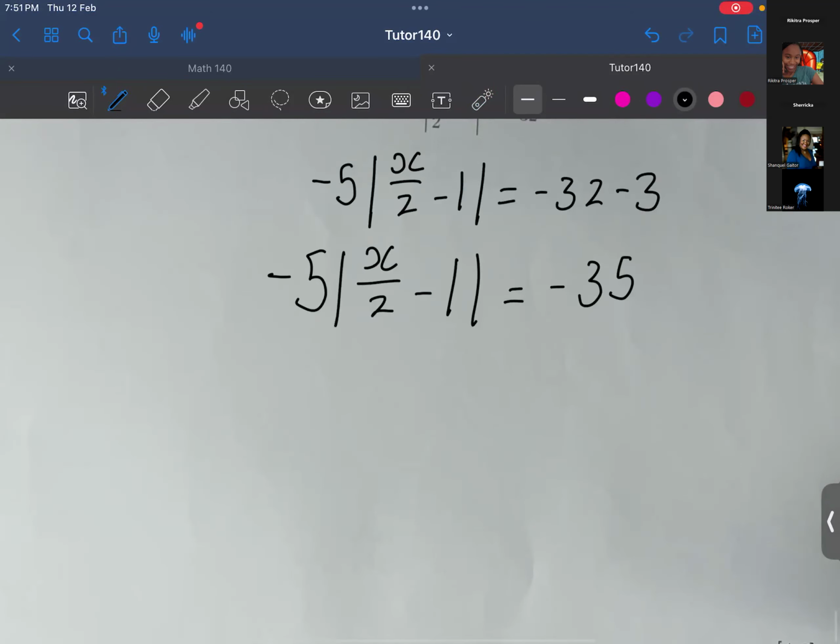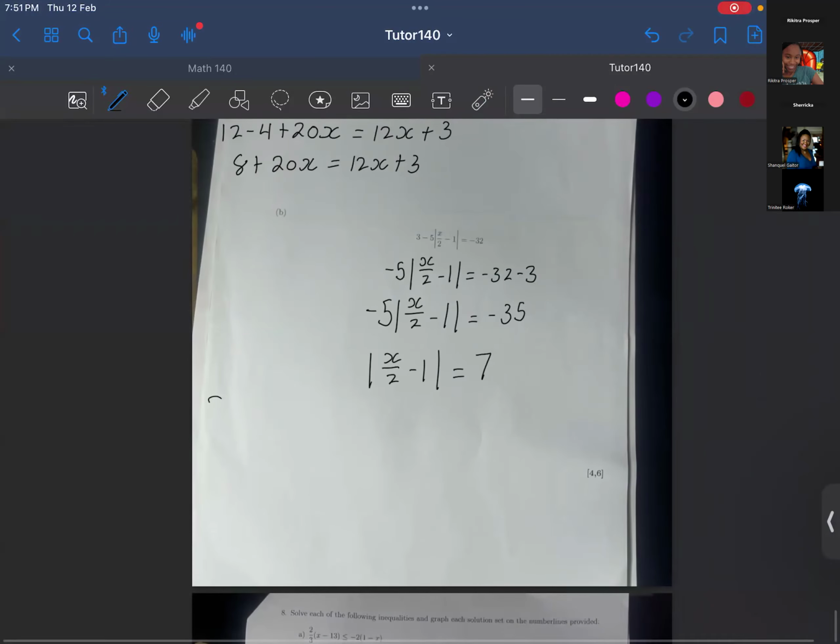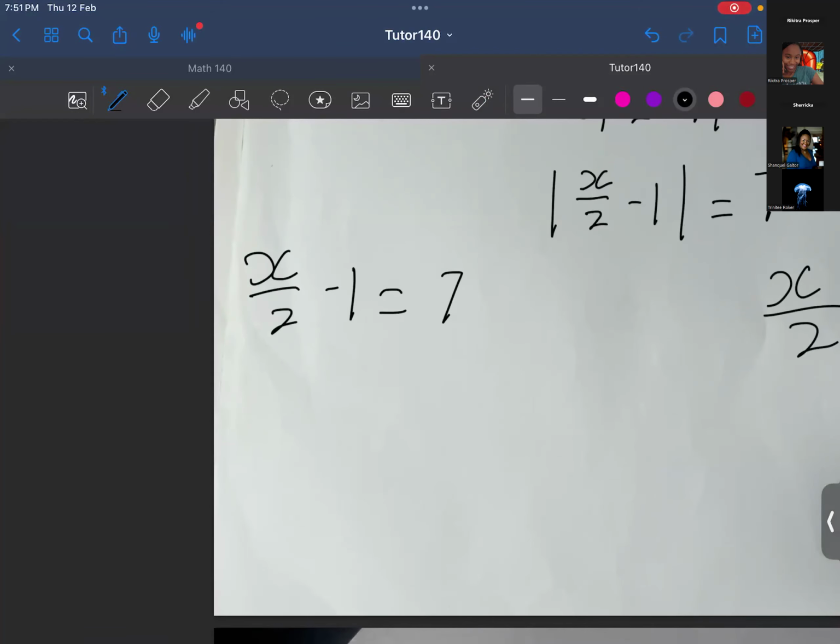I'm gonna divide both sides by negative 5. That's gonna give you x divided by 2 minus 1 is equal to negative 35 divided by 5, that's positive 7, I believe. Check the calculator. 35 negative divided by 5 negative is positive 7, yeah. So now you're going to have two answers. x divided by 2 minus 1 is equal to 7, or x divided by 2 minus 1 is equal to negative 7, right?